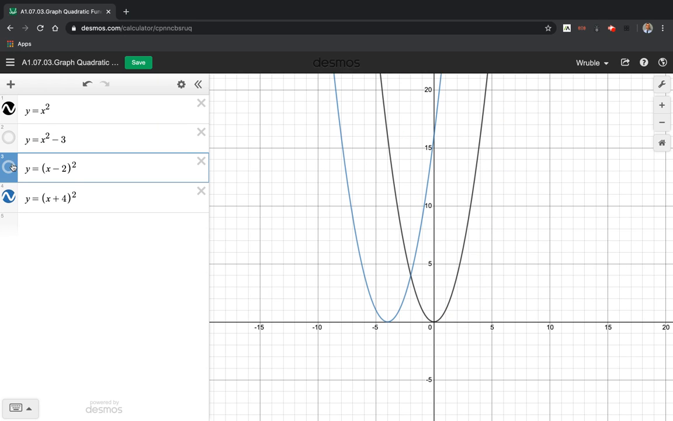And then we did this one also. So the vertex shifts to the left. The point 4, 2 also shifts to the left 4 points.